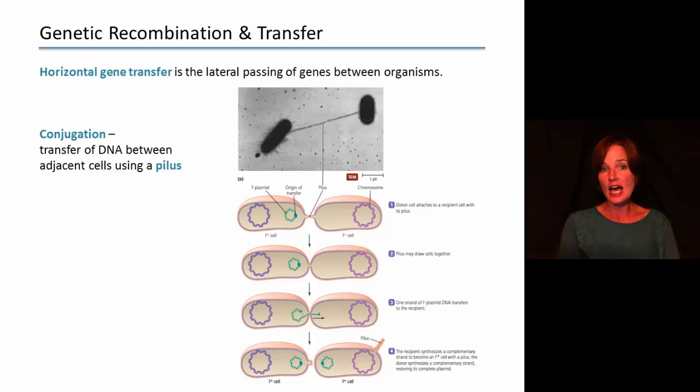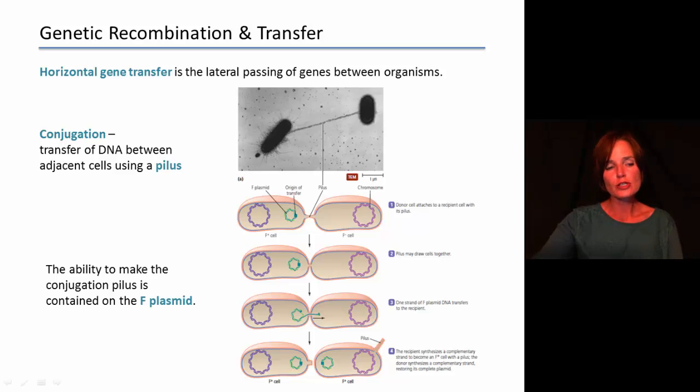We have a cell that has the fertility plasmid, so it's able to actually connect to a neighboring cell, and once it connects, it's able to make a copy of its own plasmid and send it through that connection to another cell. So when we're talking about conjugation, you have a donor cell, and then you also have a recipient cell. The donor cell has to have that fertility plasmid or the F plasmid. If it doesn't have that F plasmid, it can't make that conjugation pilus and connect to the recipient cell.